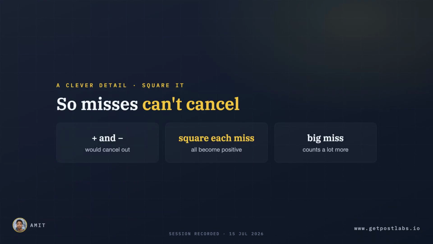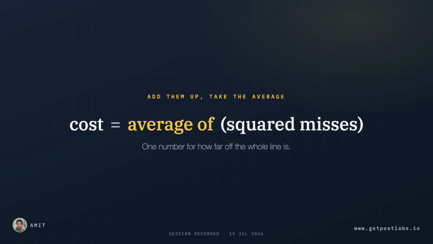Some misses are too high, some too low. Plus and minus would cancel out and hide the real error, so we square each miss. Squaring makes every miss positive, and it makes the big misses count a lot more, which is exactly what we want. Then we add up the squared misses across all the houses and divide by how many there are. That average is the cost. One number that says on the whole how far off this line is.